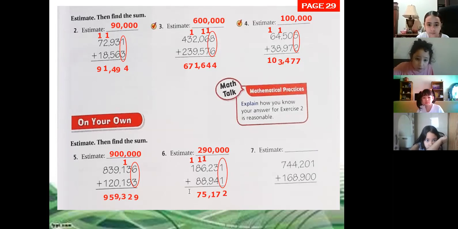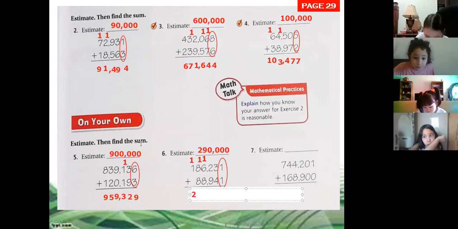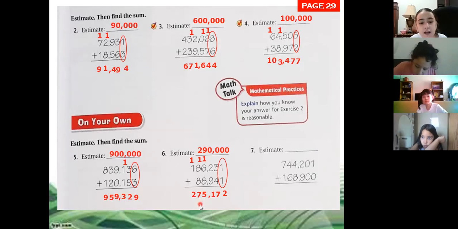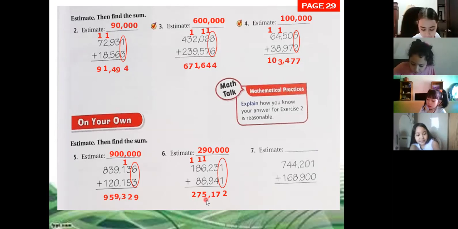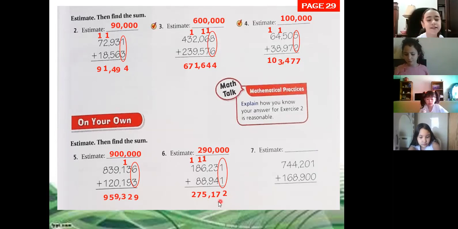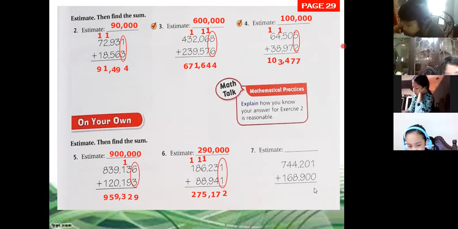Lucia, 1 plus 1. 2. It's 2. Now, how do you read this number, class? In English, everybody, try to read in English. 272. Excellent, Gabriela.